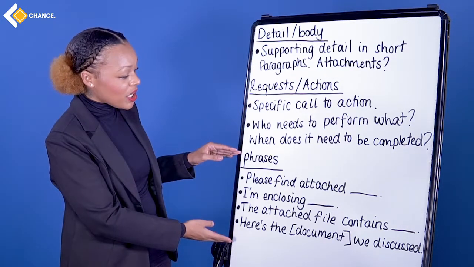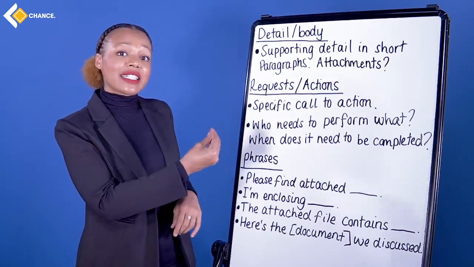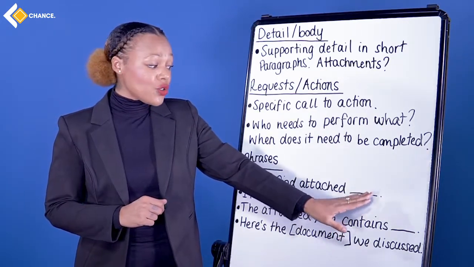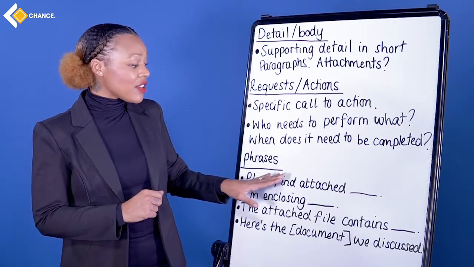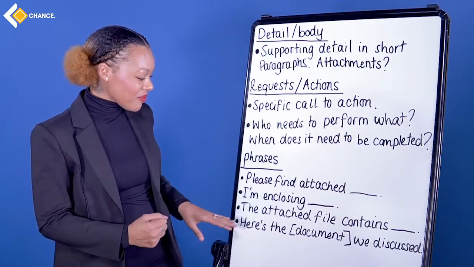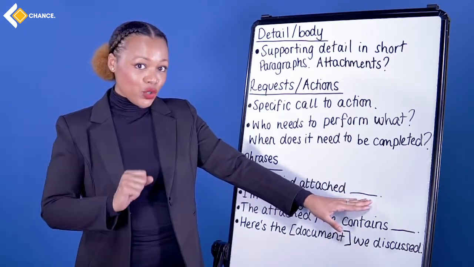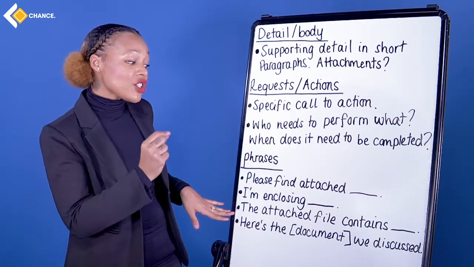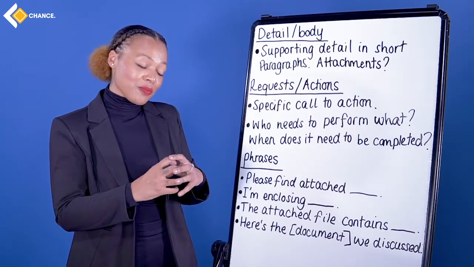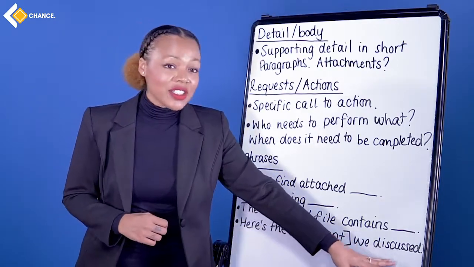Some phrases that we can use for attachments include, please find attached, and then you're going to put the document here. Whatever you're going to attach, you need to fill it here. So please find attached the report for 2020. I'm enclosing the document. The attached file contains, and then whatever the file contains. Here's the document we discussed.